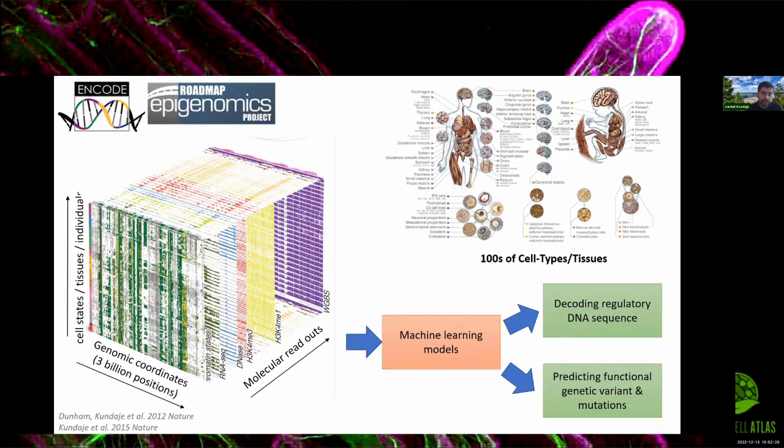So this could be single cells, or sorted cell types, or tissues, or data from multiple individuals or time points. So you end up with these massive terascale compendia of data. They are usually partially complete. Not every cell in this tensor is filled out. But this kind of data gives you a really great opportunity to apply machine learning models to do a variety of different interesting analyses. I'm going to focus today very briefly on decoding regulatory DNA sequences and also using models to predict effects of non-coding functional variants and mutations.